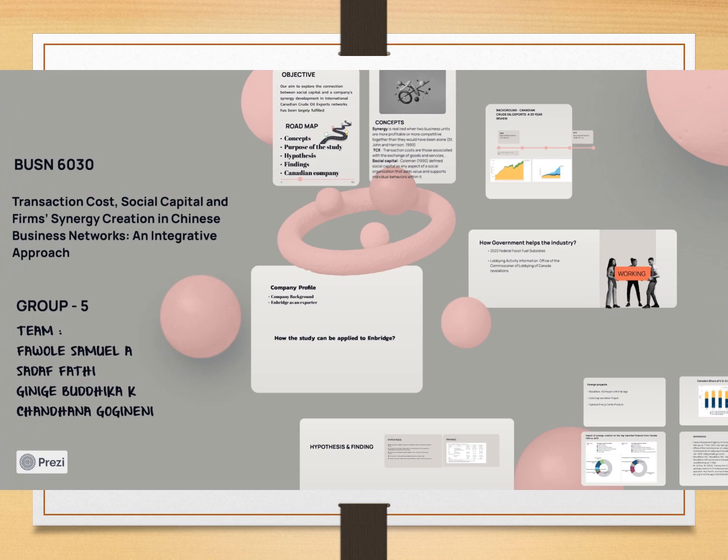Hello everyone, this is Group 5 presenting the evaluation of the study conducted by Wu Peng and Choi, with the topic Transaction Cost, Social Capital and Firms, the Synergy Creation in Chinese Business Networks, an Integrated Approach, and representing how the study findings are applicable in a Canadian business setup. This study was conducted in Hong Kong.